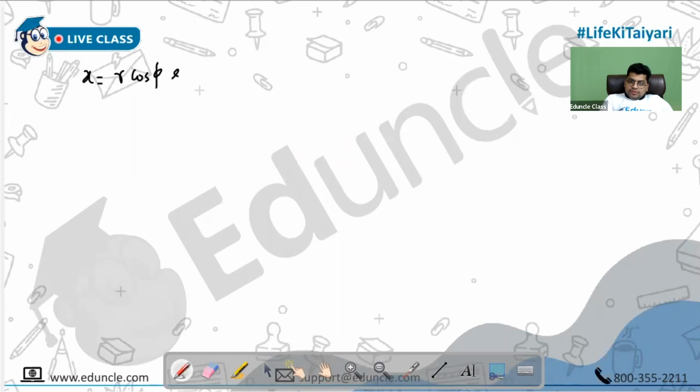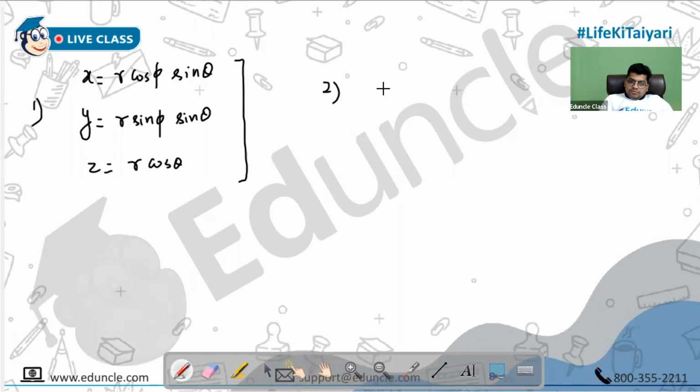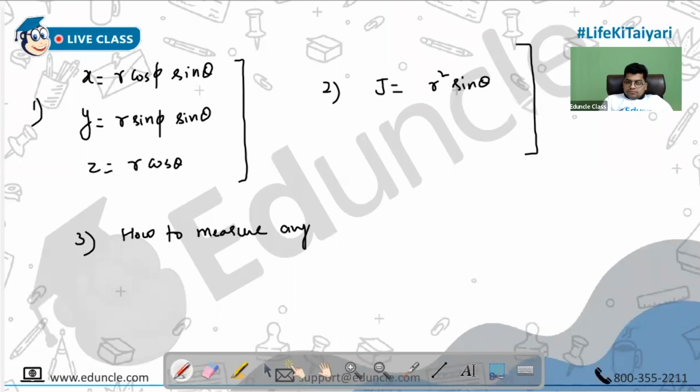r cos phi sin theta, r sin phi sin theta, r cos theta, number one. Number two, the Jacobian is r square sin theta. Number three, how to measure angle phi.